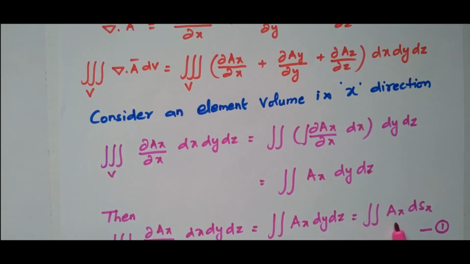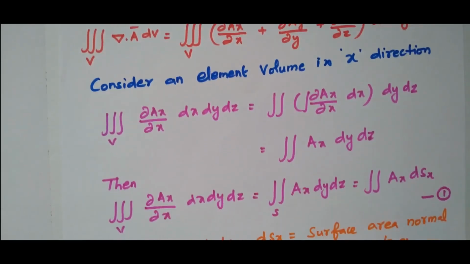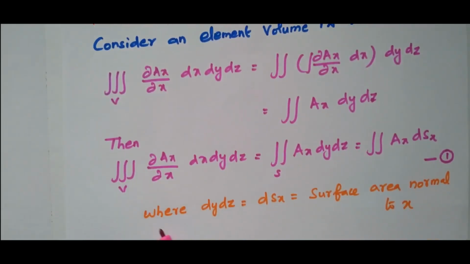So that can be written as Ax dSx. What is Sx? Sx means y into z. The x represents the y coordinate and z coordinate, right? So this entire x direction can be represented as Ax dSx, right? Similarly, we can go for the others, where dy dz equals dSx, that is, the surface area normal to the x direction, right? Now we got the value for the x direction.